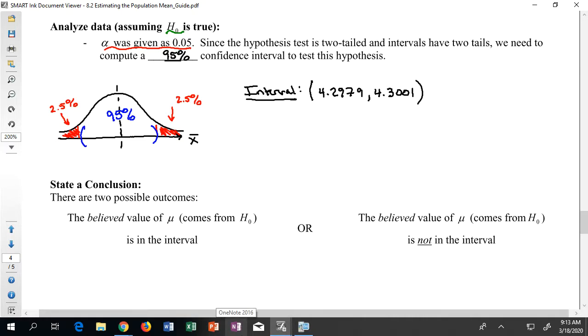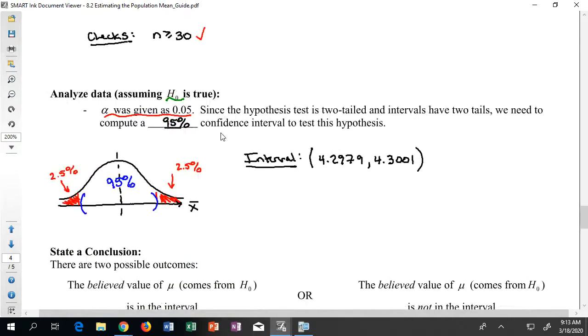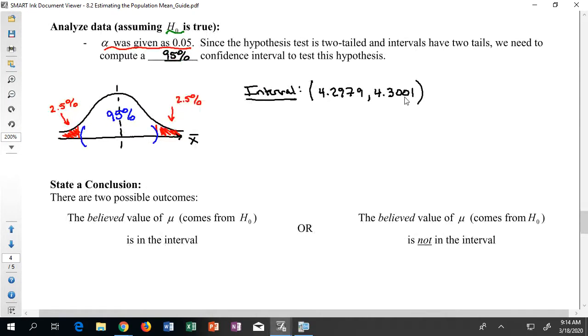So H0 said that the actual average is going to be 4.3. And we're saying we're 95% sure that whatever the average actually is, it's somewhere between these values. So the question is, how well does H0 fit? Is 4.3 a reasonable value? Does it fall inside of our interval? And if you take a look here, it just barely falls inside of this interval. It is so close to this right edge, but it is inside. And so I would go ahead and say, yes, it is inside.